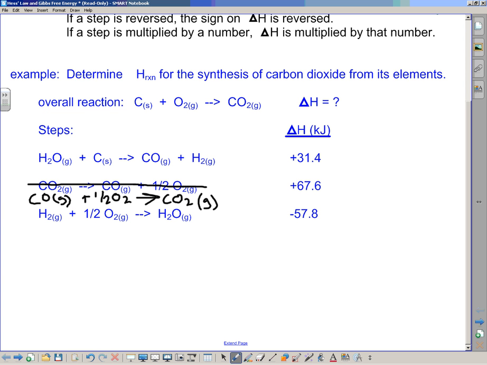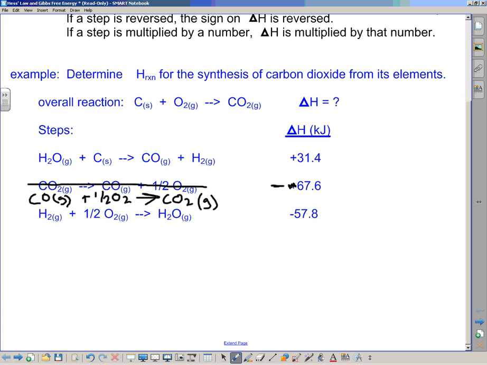Now, how does that affect the delta H? Instead of an endothermic reaction, now we have an exothermic reaction. The number stays the same. All that changes is this plus sign. That is now a negative. Questions on that?